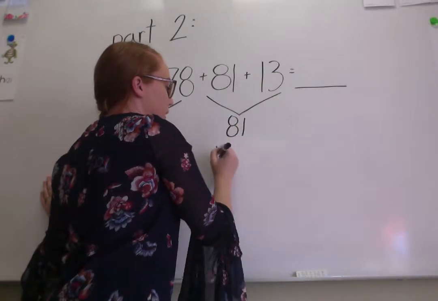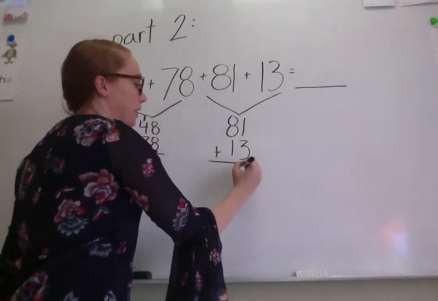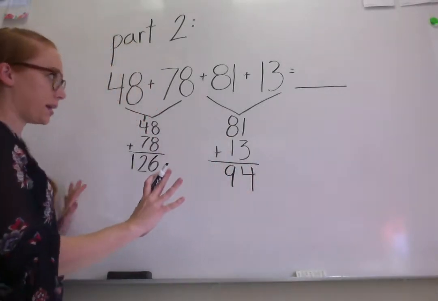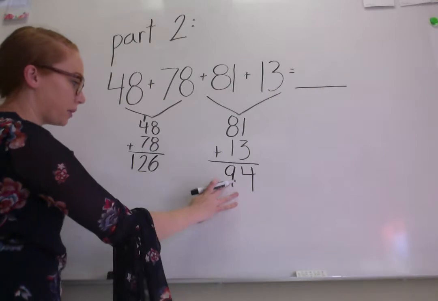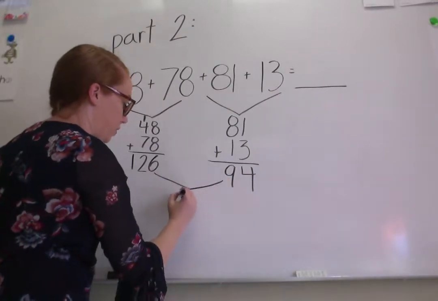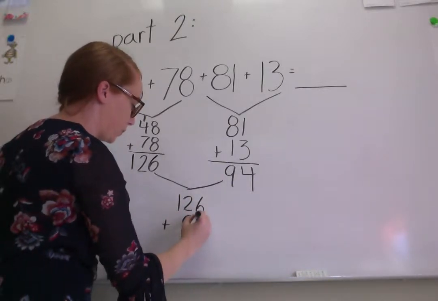81 plus 13. 1 plus 3 is 4. 8 plus 1 is 9. Still not done. This is where it gets confusing. You have 2 numbers. You need to add those 2 numbers together. So then you'll have 126 plus 94.